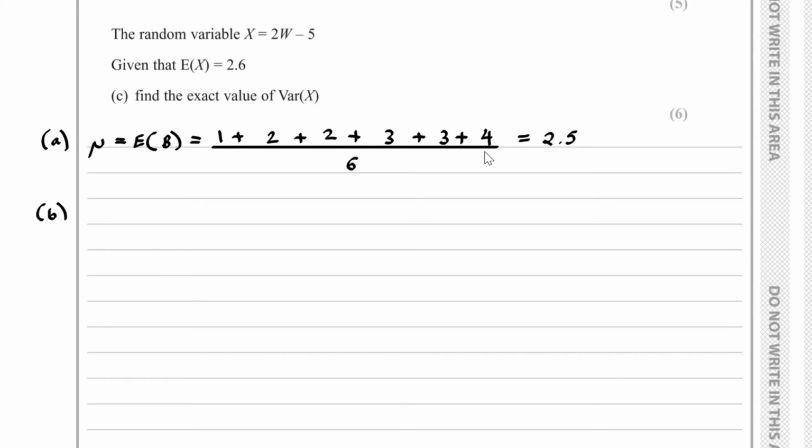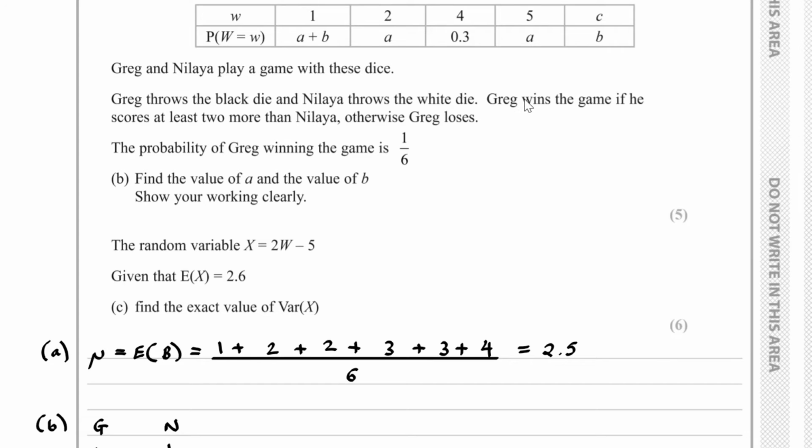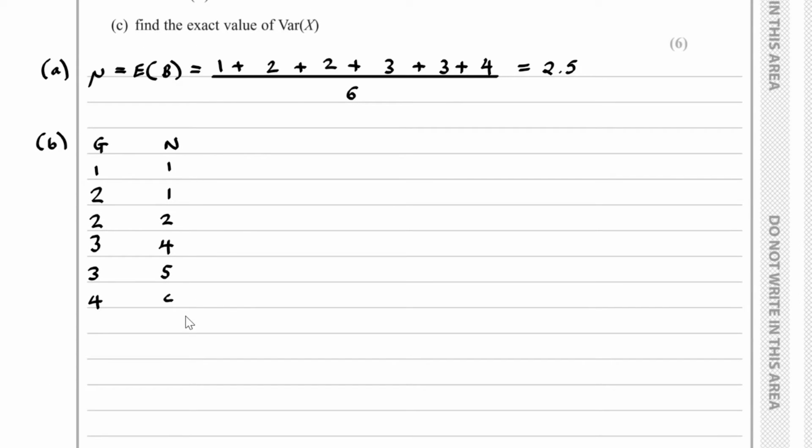So this is actually a bit complicated. We've got G, and he has on his die 1, 2, 2, 3, 3, 4, and N, she has on her die 1, 1, 2, 4, 5 and C. Now we were told in the question that G wins the game if he scores at least 2 more than N. So if you look at the scores of N, G wins if he scores at least 2 more. Well, if N scores a 1, Greg will win if he scores at least 2 more than N. So if N scores 1 and G scores 3, G wins.